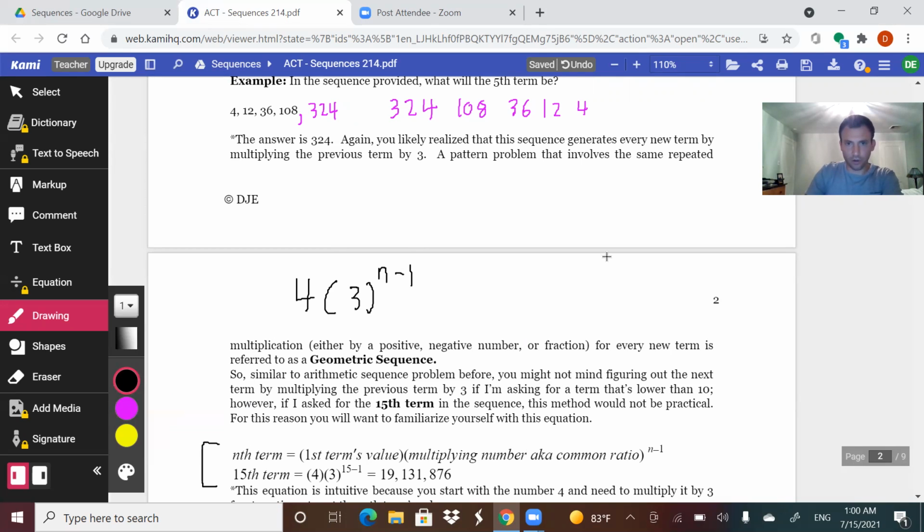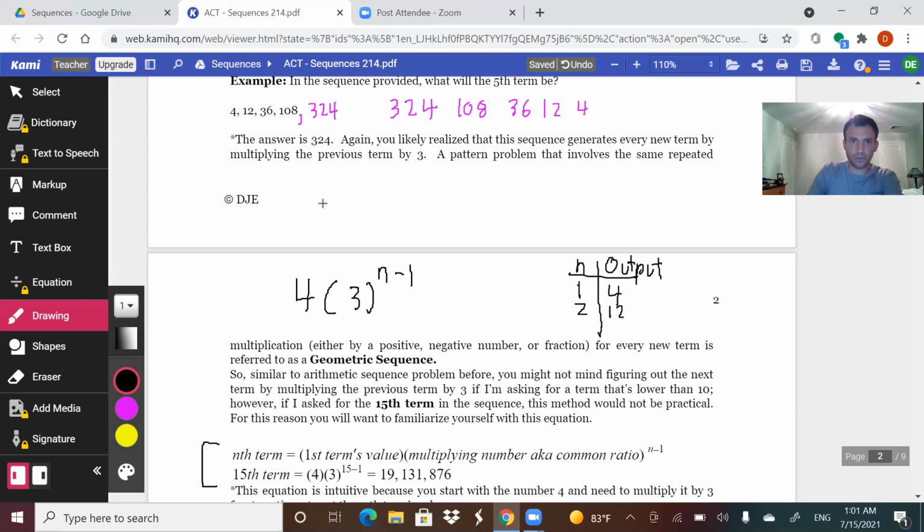So again, T-charts are kind of helpful to visualize and see things. N is the input term, and then this is the output. So if you were to put in 1, you'd have 3 to the 0, which is 1, so you'd get out 4. So put in 1, get out 4. If you were to put in 2, you'd have 3 to the first, 3 times 4, 12.